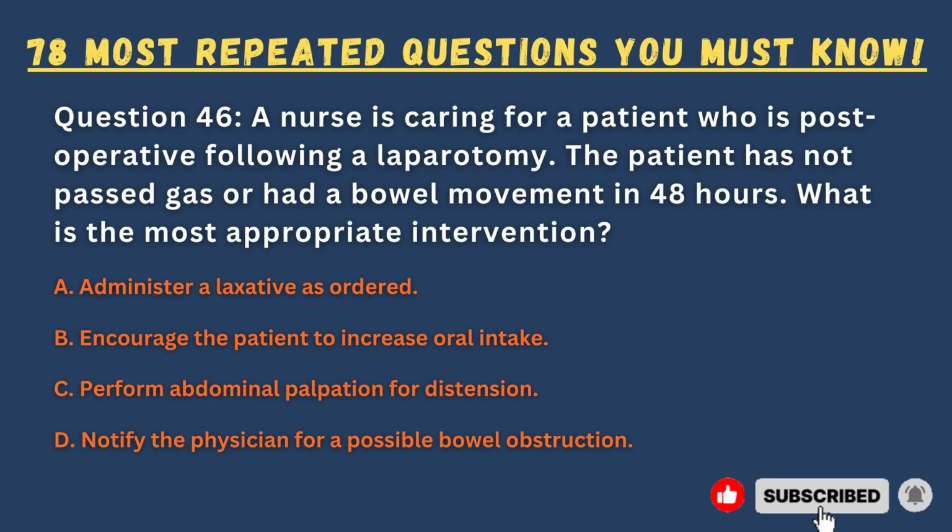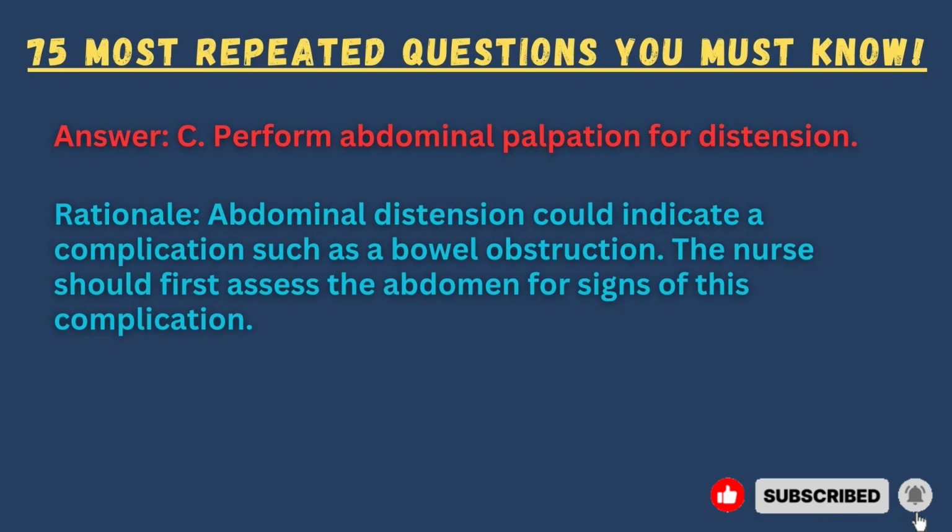A. Administer a laxative as ordered. B. Encourage the patient to increase oral intake. C. Perform abdominal palpation for distension. D. Notify the physician for a possible bowel obstruction. Answer: C. Perform abdominal palpation for distension. Rationale: abdominal distension could indicate a complication such as a bowel obstruction. The nurse should first assess the abdomen for signs of this complication.